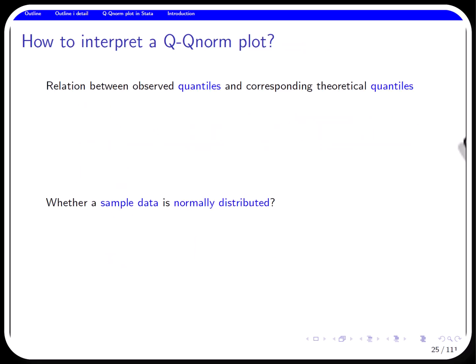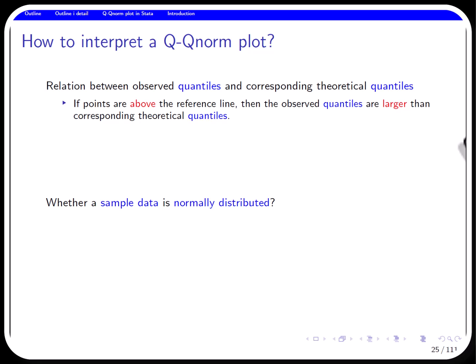A QQ norm plot can be interpreted from two aspects. The first, the relation between observed quantiles and corresponding theoretical quantiles. The second one, whether a sample data is normally distributed or not. Let's go through the first one.